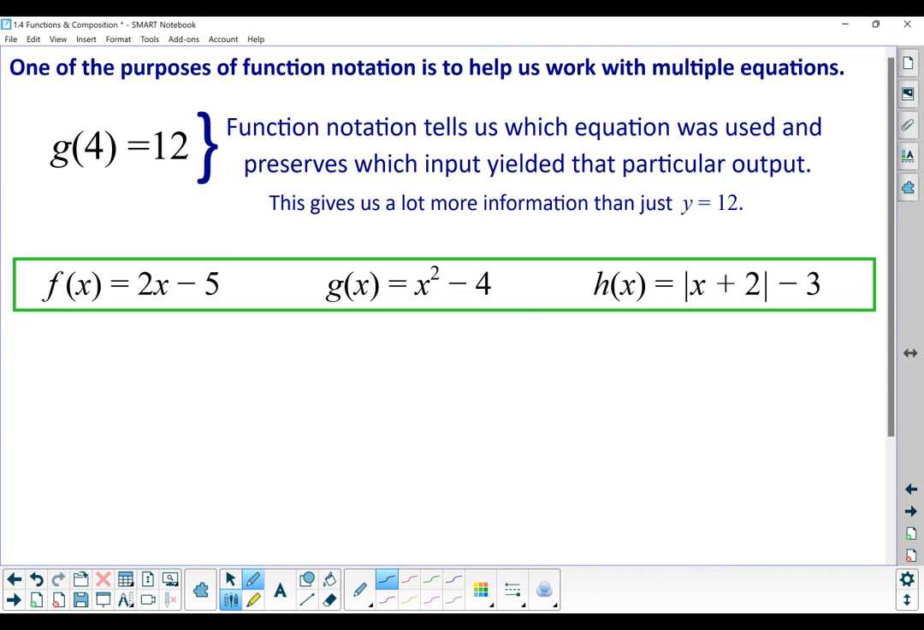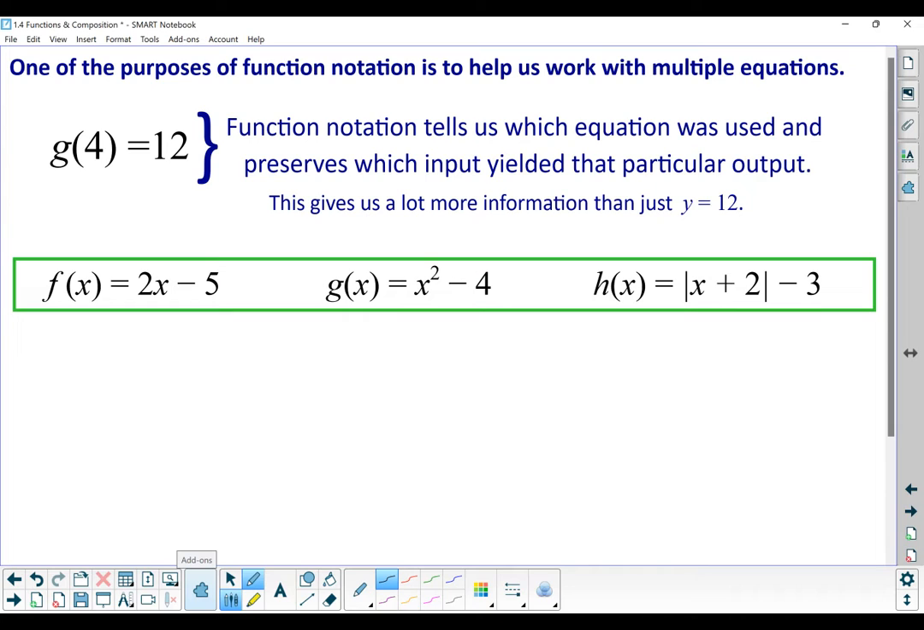For example, if I know that g of 4 is equal to 12, that tells me which equation I used. It tells me that I used this middle equation. It tells me what x value I used, which is the x value 4. And then it tells me what the output was, which is 12. So that's a lot more information than just saying y equals 12.